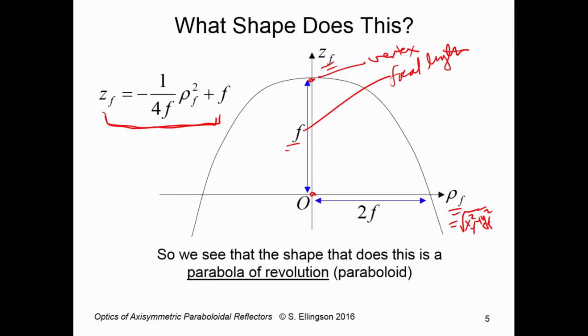And it's also worth noting that this dimension from the origin out to the point on the paraboloid, which is in the same plane as the origin, has a distance 2f. That's sometimes useful to know when we're working the geometry of these problems. So once again, the distance from the origin to the point on the paraboloid that's in the same plane is 2f.